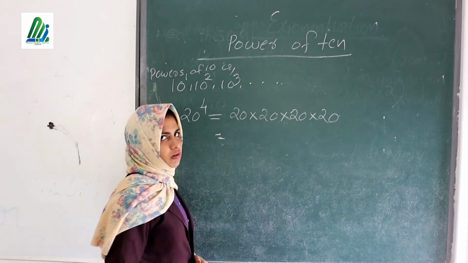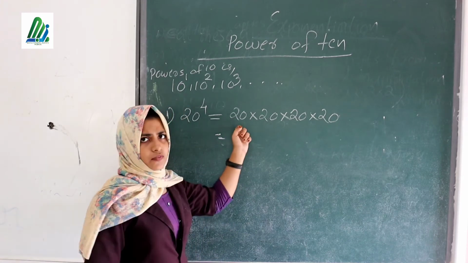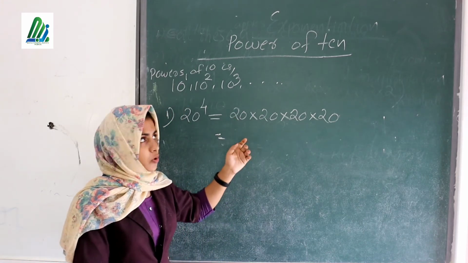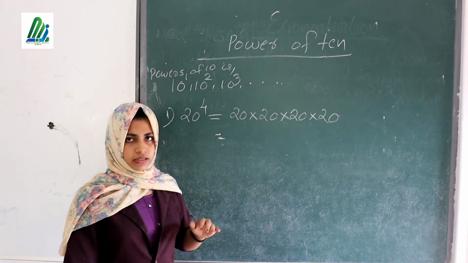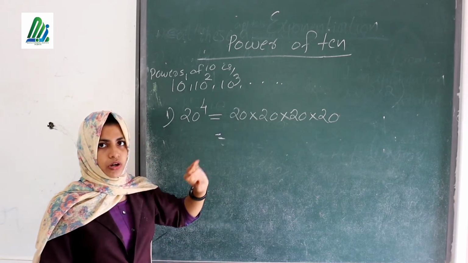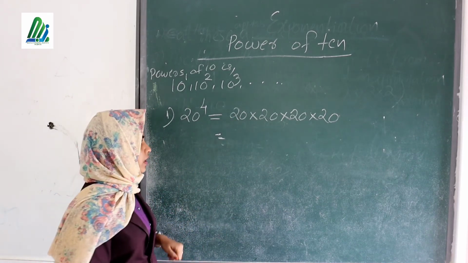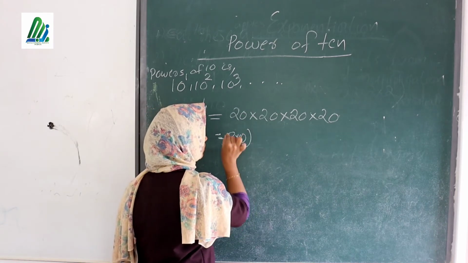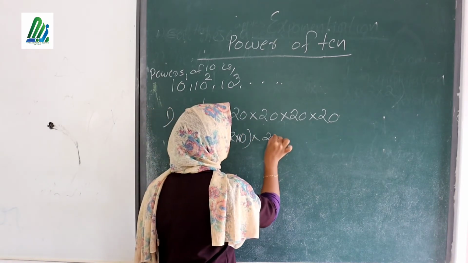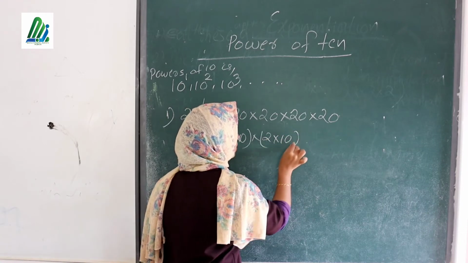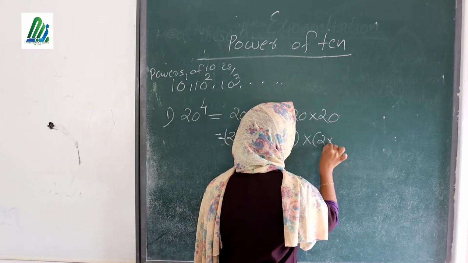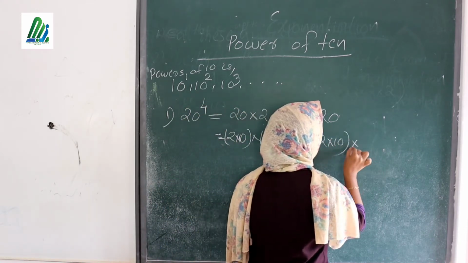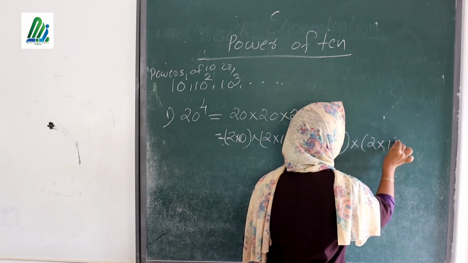Multiply 20 by 4 times. And here we just convert this 20 into a power of 10. We convert this 20 into multiplication of two numbers. So 20 means 2 into 10, and also 2 into 10, and also 2 into 10, and 20 is 2 into 10.